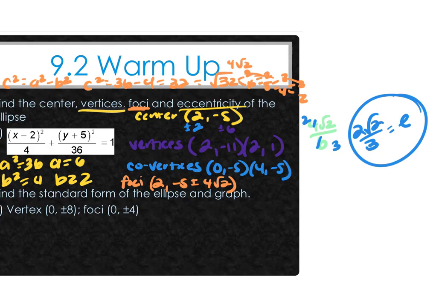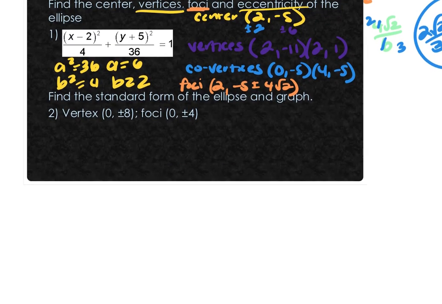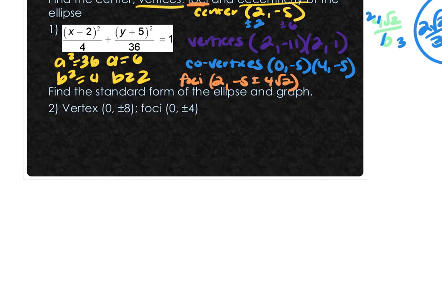Okay? I'm going to do, well, I'll just do it down here, but number 2 is either on the bottom or on the second page. It was there twice. So find the standard form of the ellipse and graph. Most of you did pretty well on this. Just be careful because some of you switched them.